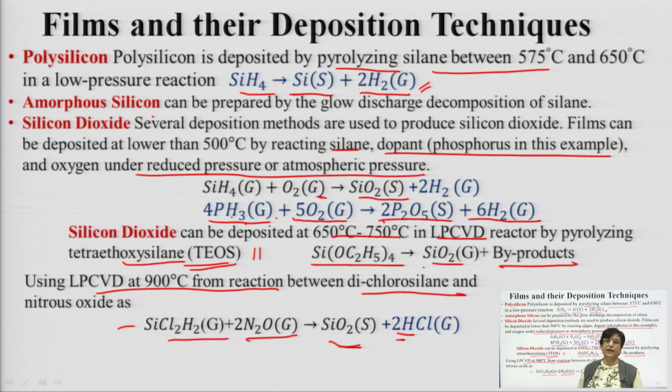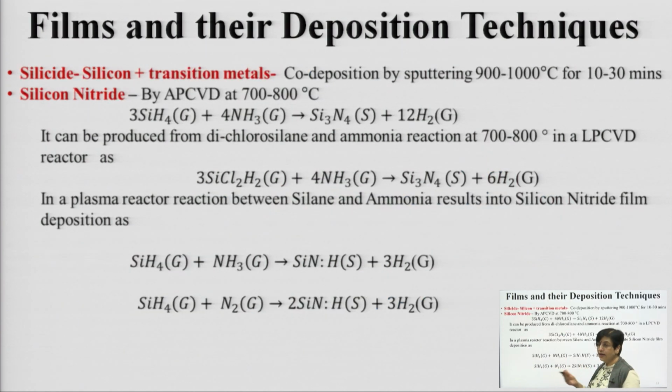Now, the highlighting point is that in all these cases you will find that there is a byproduct. Here you are having HCl, here you are having hydrogen, here hydrogen, here hydrogen. So, all these byproducts are explosive in nature or are to be dealt with caution. In continuation, you have silicide, that is a transition metal and silicon. When you want to co-deposit, the deposition temperature is 900 to 1000 degrees and the time duration is only 10 to 30 minutes.